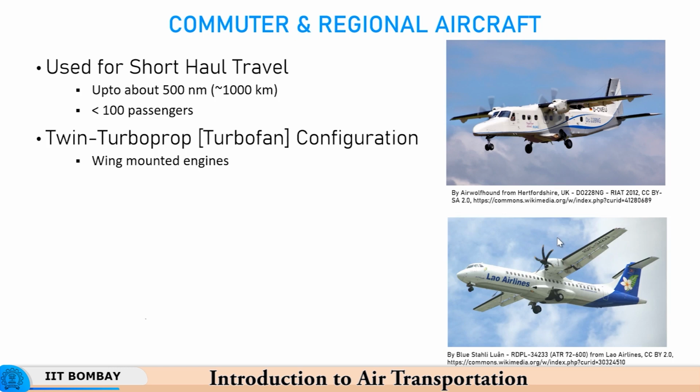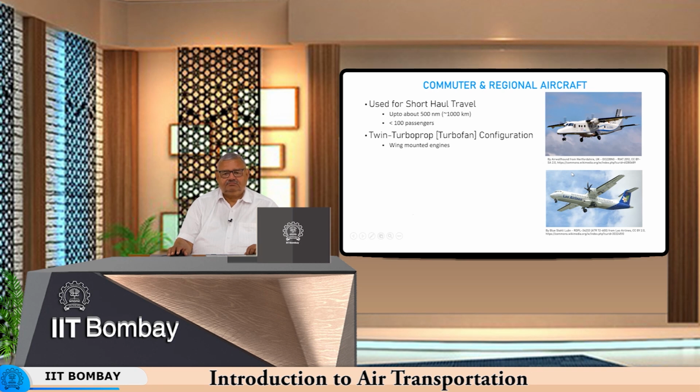Another example of a regional aircraft is this ATR 72-600, which again has a high wing configuration, or a wing mounted over the fuselage. It also has 2 turboprop engines, and in this case there is a vertical tail which is of a T type configuration, or if you look from the rear it looks like T. These are 2 very popular and very successful aircraft in the commuter and regional category respectively.